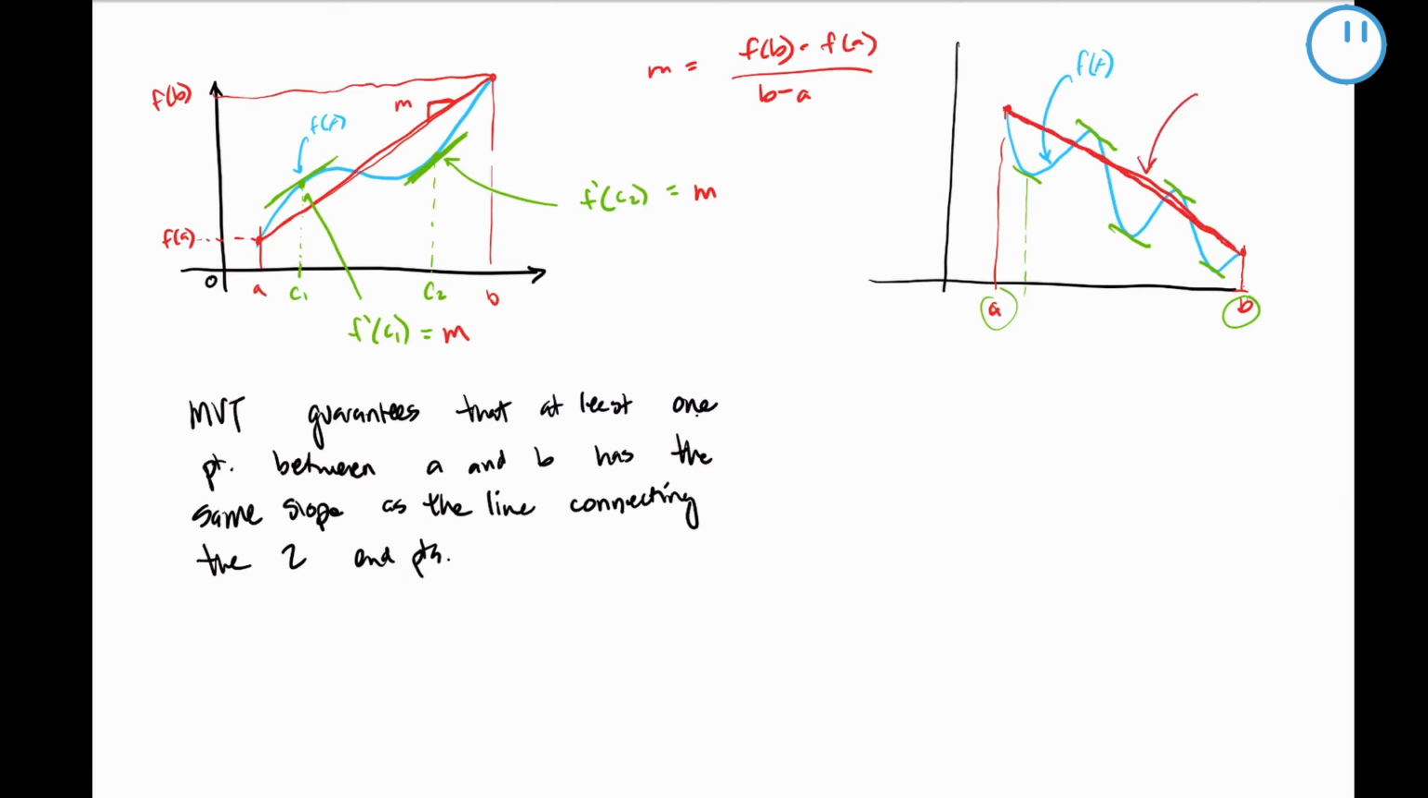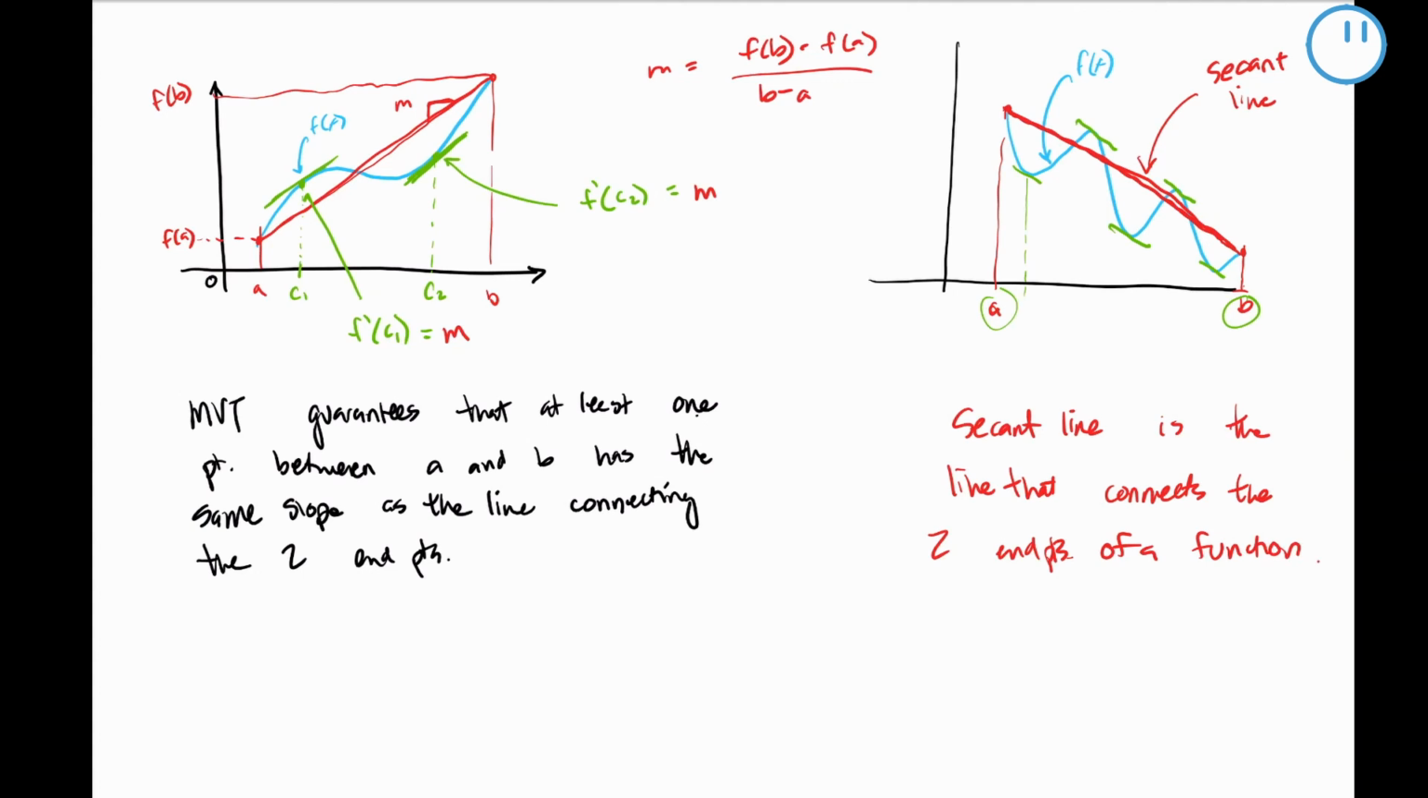And we call this line right here a secant line. So a secant line is the line that connects the two endpoints of a function. And so once again, the mean value theorem, all it says is that there is at least one point C. Here we have a C1, a C2, a C3, a C4, and a C5. But the mean value theorem guarantees that there is at least one point C in between A and B, such that the slope of f at C is equal to the slope of the secant line.